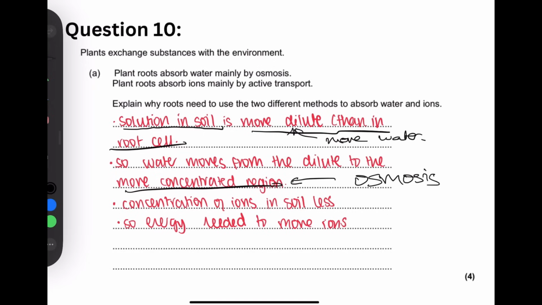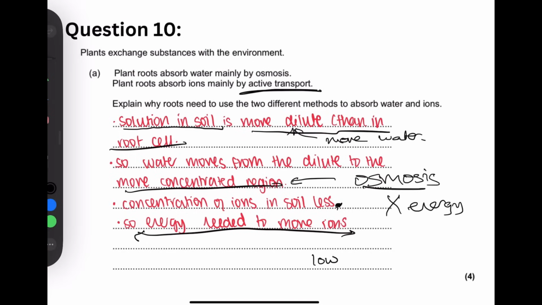And then, why do we use active transport? Osmosis does not use energy. The concentration of the ions in the soil is less. This is because the plant is always going to want more ions so that it can help it, so it always takes them up from the soil. So more energy is needed so that they can move the ions. Since this is the opposite, it has a low concentration in the soil but a high concentration in the roots. So it goes from low to high, meaning it's active transport, meaning it needs energy.